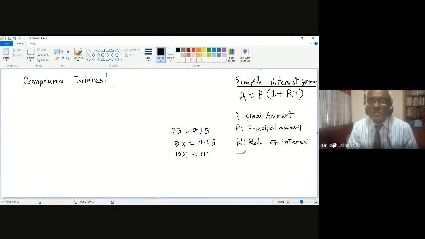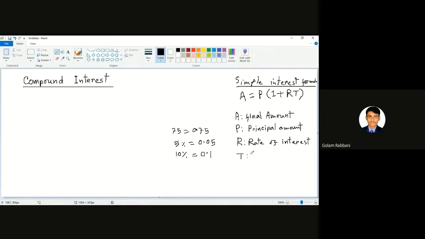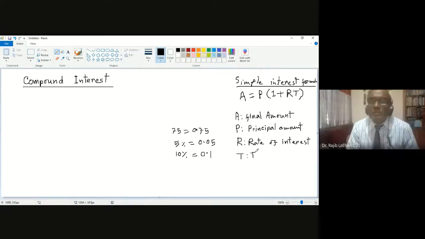And what is T? Sir, time. It is called time period. The time period may be 1 year, 5 years, 7 months, or 3 days, or anything. Normally we mostly use years, but sometimes it may be months or days or any other period. So this is the concept, and this is simple interest.